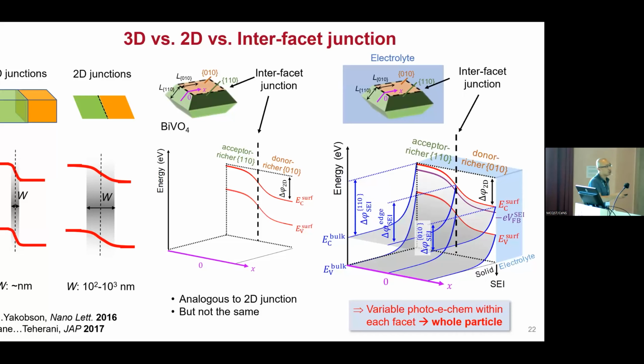Now, if you put this particle in contact with the electrolyte, you have the solid-electrolyte band bending at the interface. On this facet, the band bending is less steep. On that facet, the band bending is more steep. Going from one facet to another, the band bending gradually changes through this transition zone. So at different locations on the same particle surface, you would have different photoelectrochemical properties, and the difference across the transition zone may dominate the entire particle behavior.